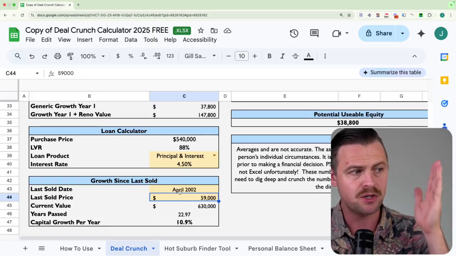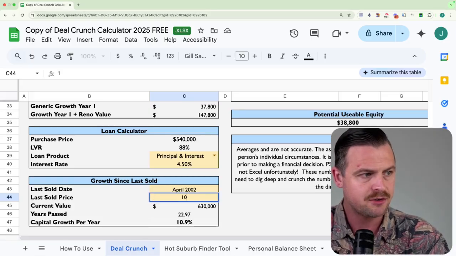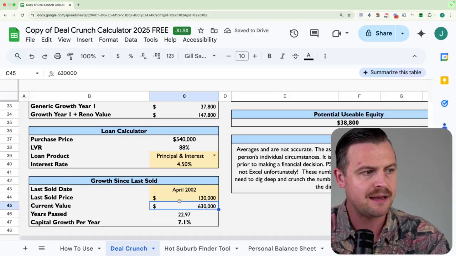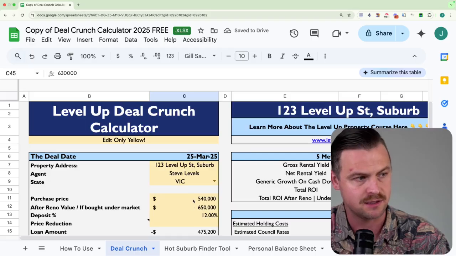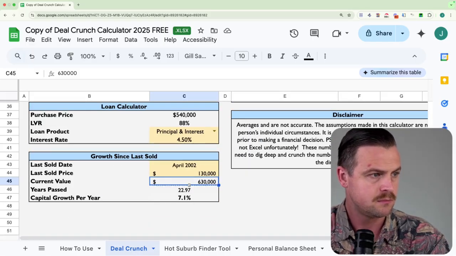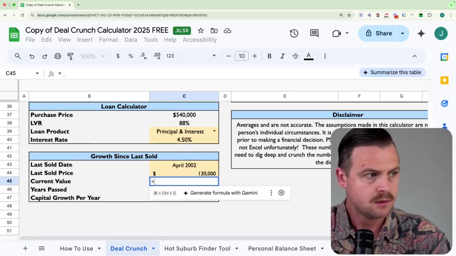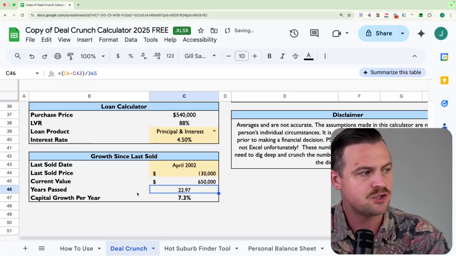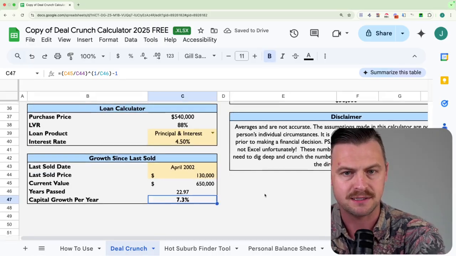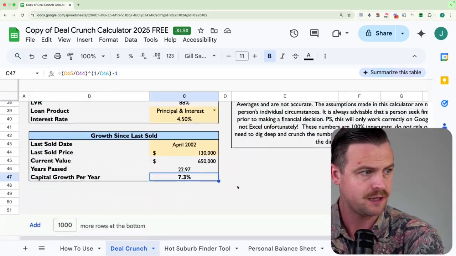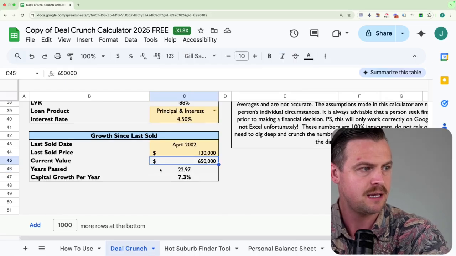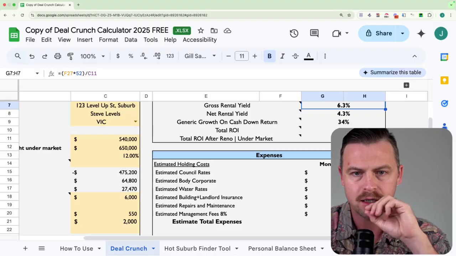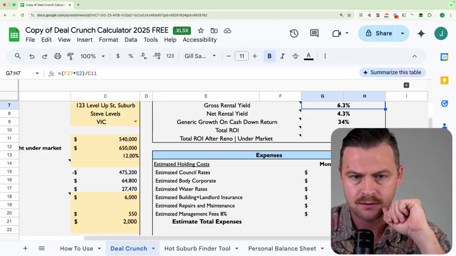So anyway, this property sold in 2022 for, let's say, $130,000. That's great. And it is now worth $630,000. It's now worth $650,000, whatever the number is. That is 22 years at 7.3%. Awesome. That's good to know. So for the last 22 years, it's given us 3%. Fantastic.